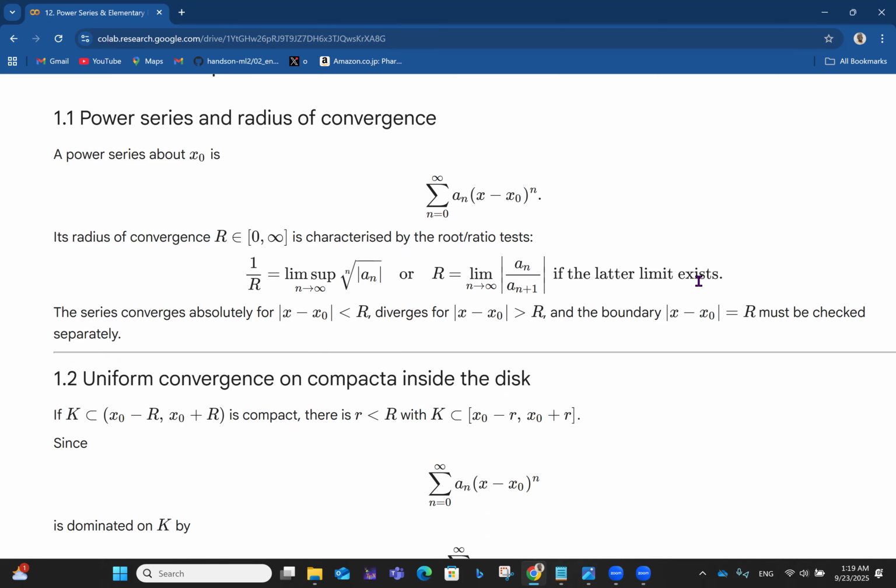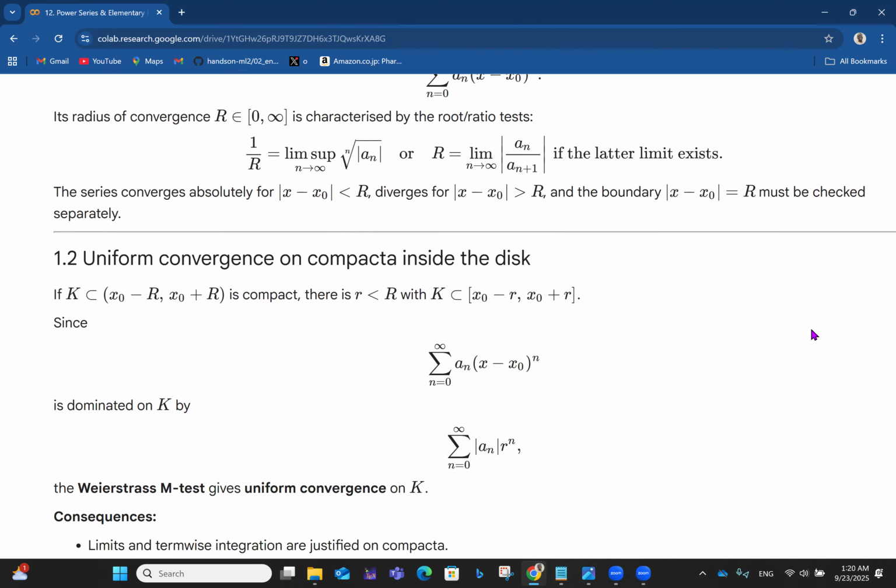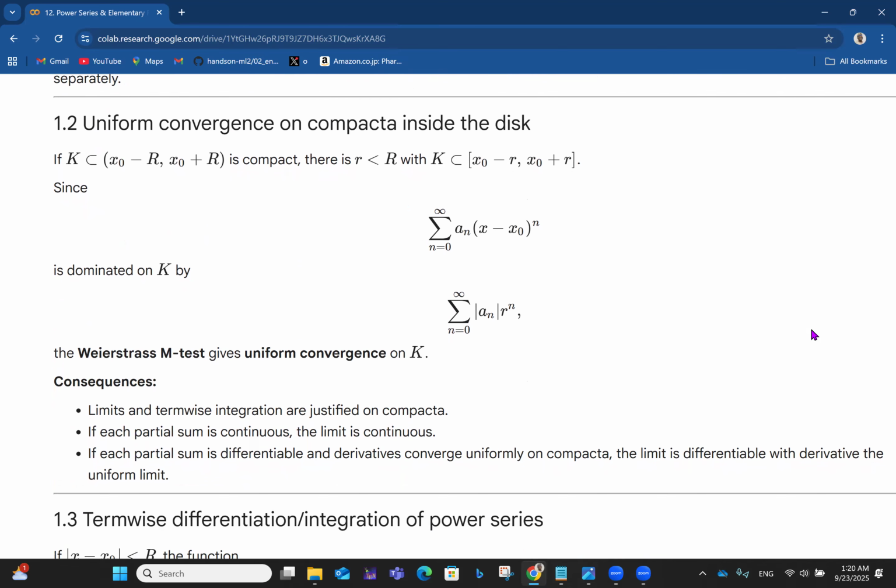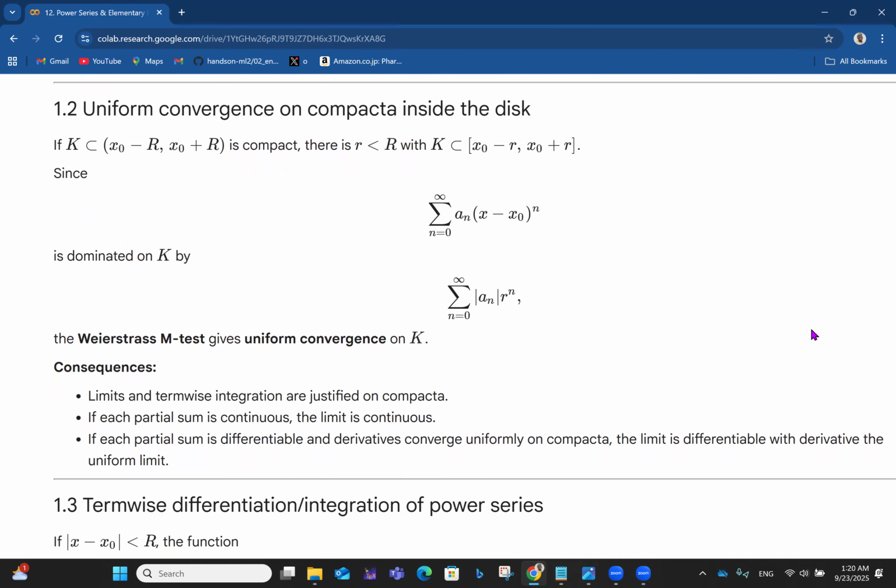So this series converges absolutely for the absolute value of x minus x naught less than R, or like previously we were saying x minus a. Whether it's x naught or a, it's still the same thing. And it diverges for the absolute value of x minus x naught greater than R. The boundary, where the absolute value of x minus x naught equals R, must be checked separately, just like what we talked about in the video before this.